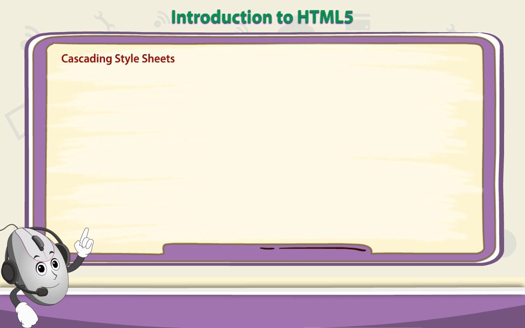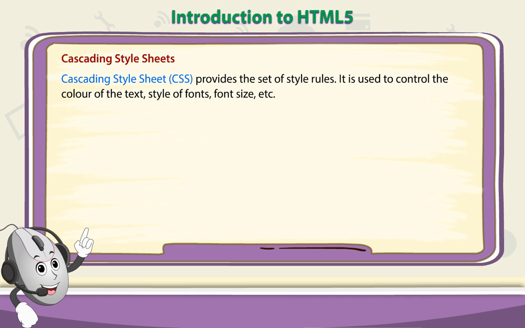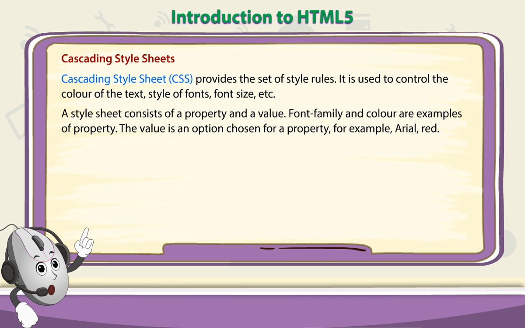Cascading style sheets. Cascading style sheets, CSS, provides the set of style rules. It is used to control the color of the text, style of fonts, font size, etc. A style sheet consists of a property and a value. Font family and color are examples of property. The value is an option chosen for a property. For example, Arial, red: color is the property, green is the value.